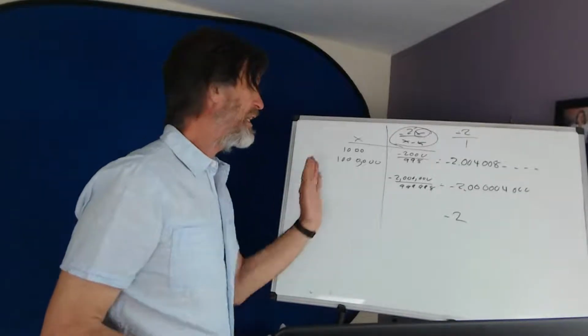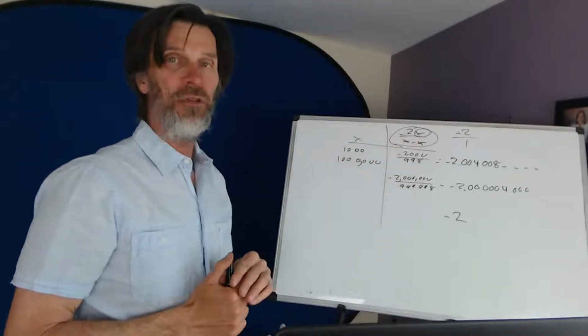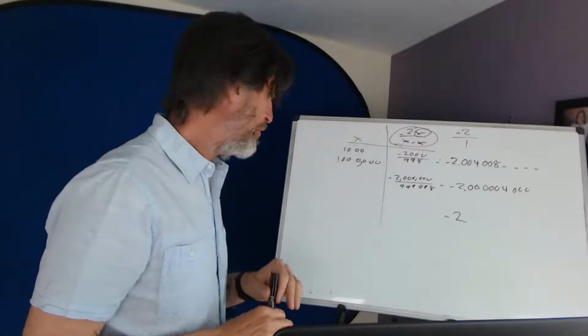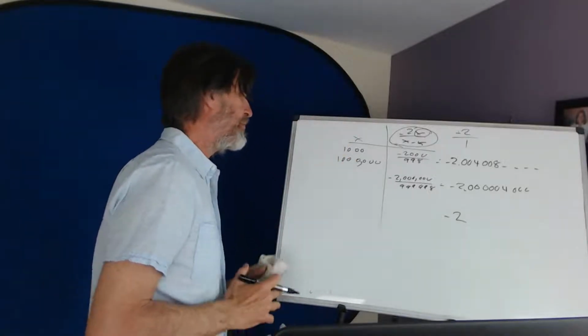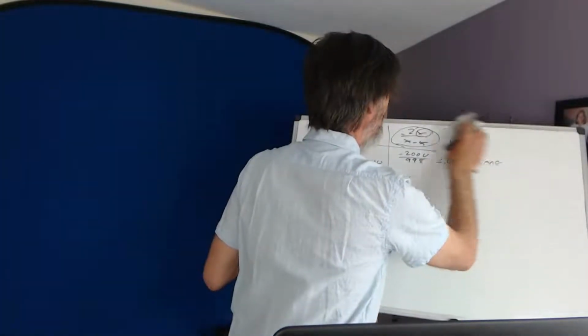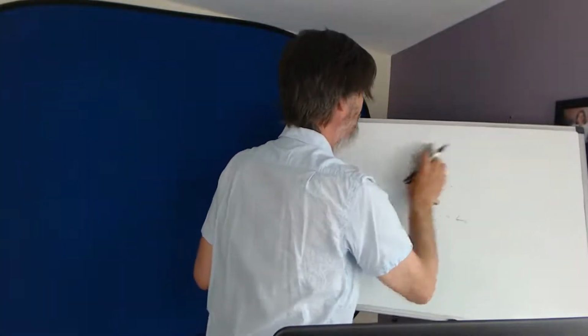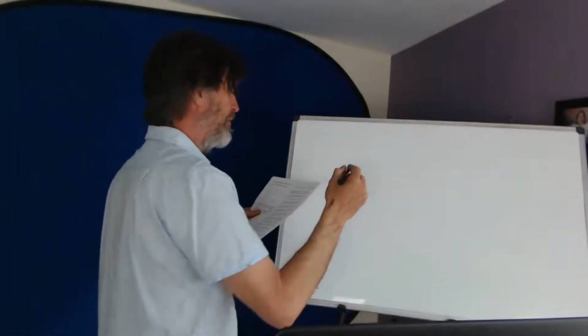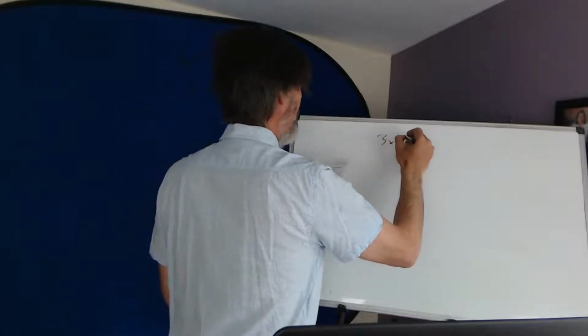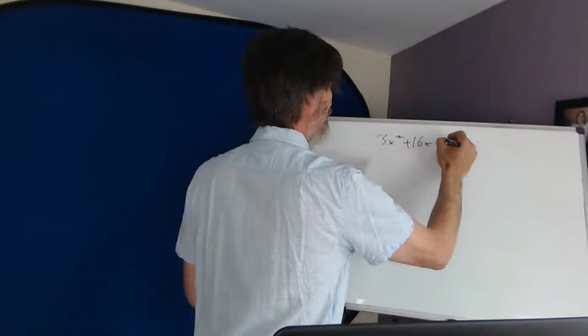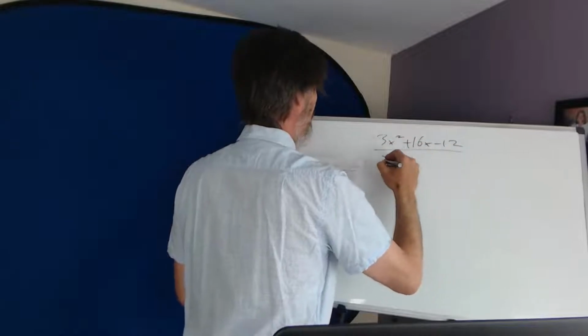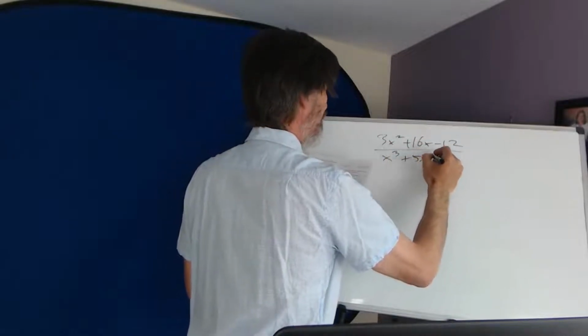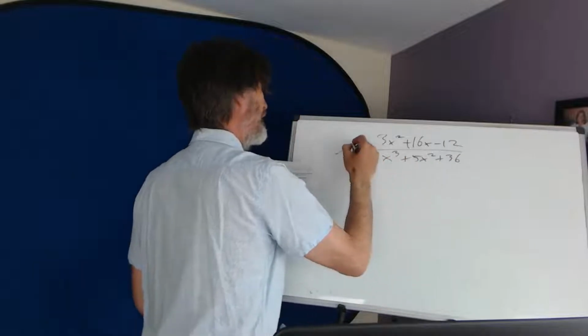So if you have a situation where you're sending x to infinity or negative infinity with a rational function, all you have to do is look at the interplay of the powers. Now, we looked at 3 cases. There's only going to be 2 cases to worry about on the final exam. So here's the other case. What's the limit as x approaches infinity of the next one? 3x squared plus 16x minus 12 over x cubed plus 5x squared plus 36.